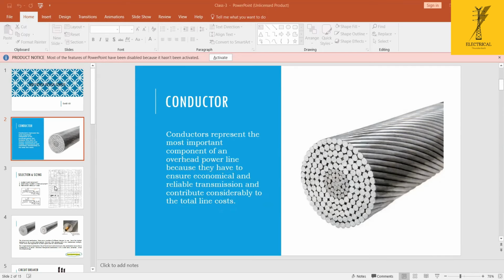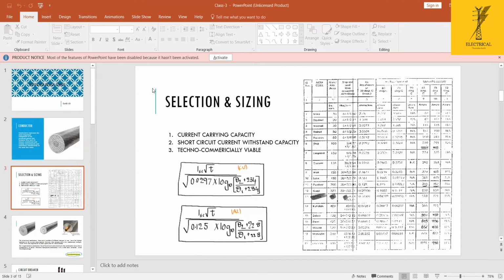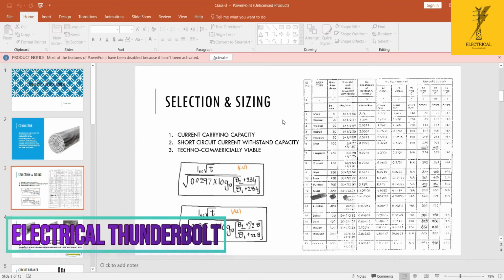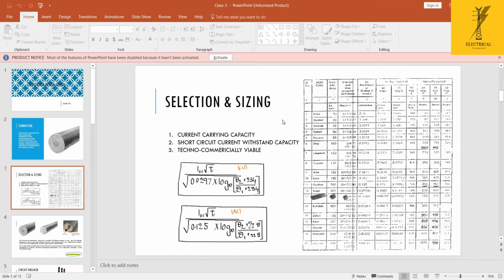Come to this part. So how to select and how to size the conductor? Generally, in the market, we have a wide range of conductors. Different types of conductors are there in the outside market, but we are focusing on some of them. Suppose we are all well known about the conductor called ACSR. ACSR is aluminum conductor steel reinforced. This is one type of conductor.